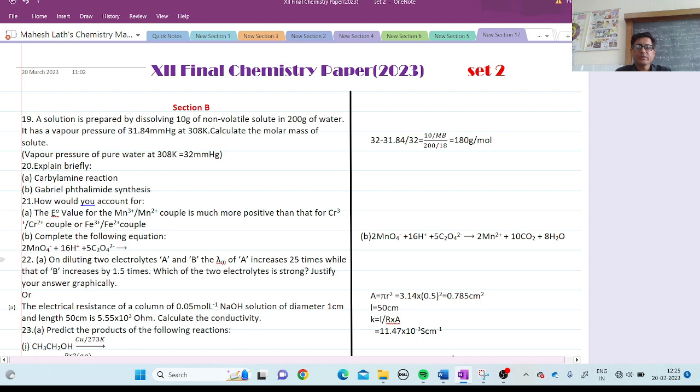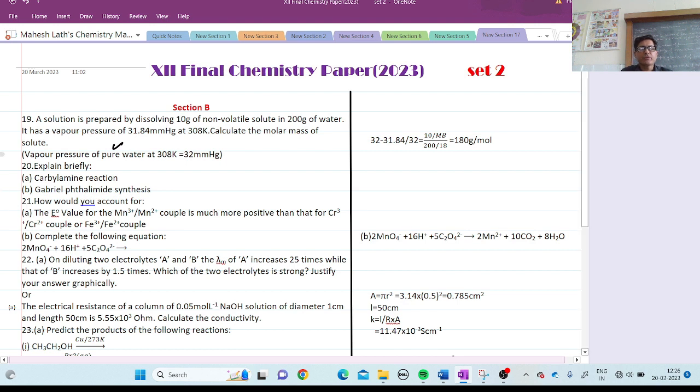Explained section B of set 2 final chemistry exam 2023. So question number 19: a solution is prepared by dissolving 10 gram of non-volatile solute in 200 grams of water. It has a vapor pressure of 31.84 mm of mercury at 308 Kelvin. Calculate the molar mass of solute.